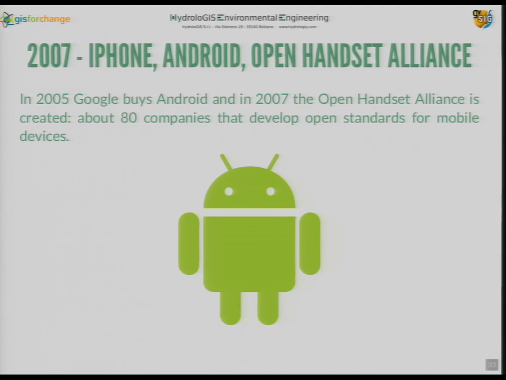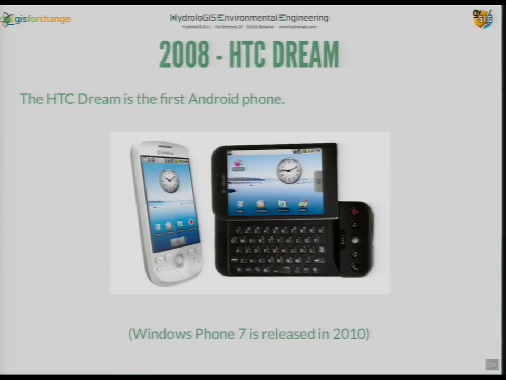Two years before, a company named Google bought a company named Android. And in 2007, they organized a whole pile of companies to build the Open Handset Alliance. About 80 companies started to develop open standards for mobile devices. And this is where Android started to gain interest. And in 2008, the first Android phone was produced.